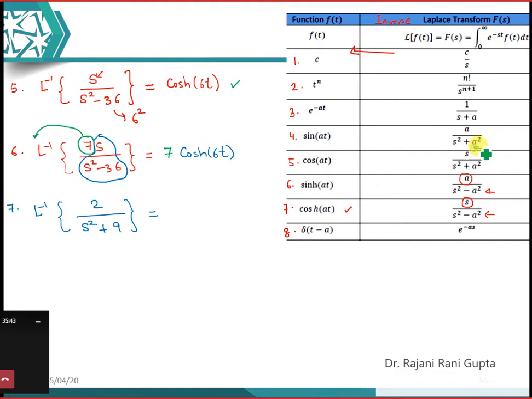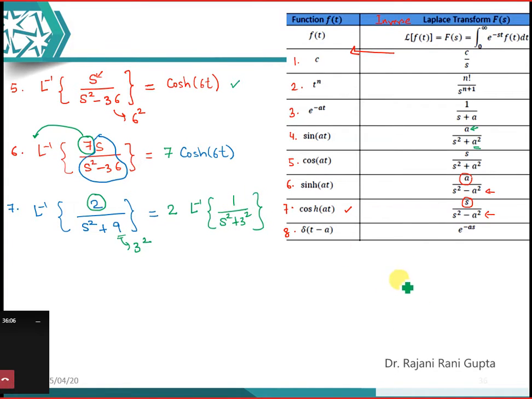Now this rule requires that if it is a square, you should have a. So in place of a square, you have 9, which is 3 square. But you have 2, and you don't want 2. Instead, you want 3. So as you don't want 2, take it outside. Then you are left with Laplace inverse of 1 over s square plus 3 square.